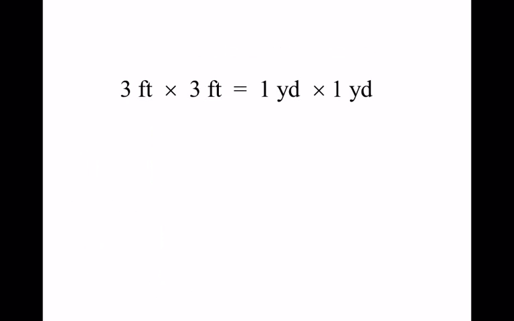Okay. So we could do it this way. If you know that you have 1 square yard, that's 1 yard by 1 yard, and each yard is 3 feet, then we can grab those 3's, multiply them together, get 9. Grab the feet, multiply them together, get feet squared. 9 feet squared. Okay? That all works. Makes sense.